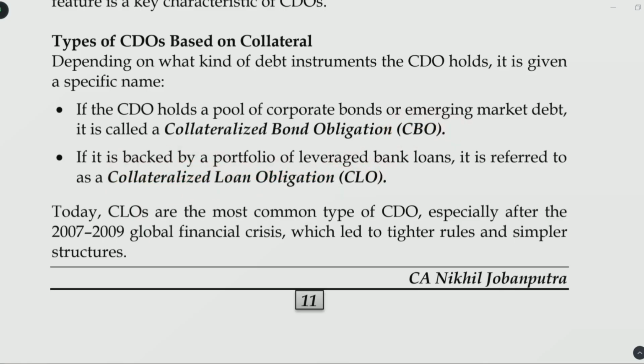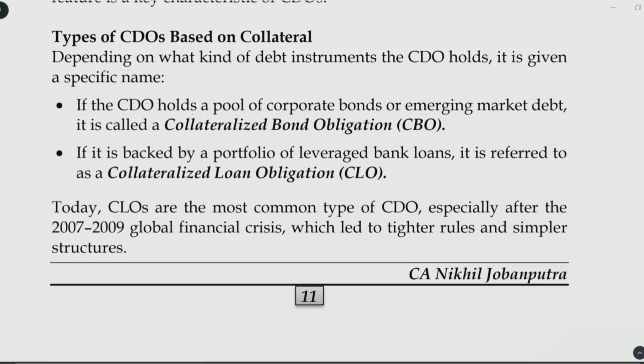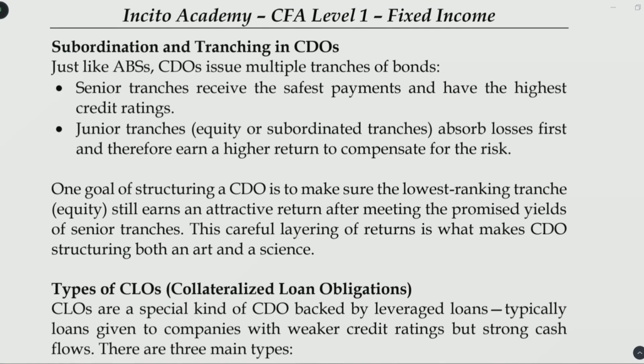So we can say CBO or CLO are the categories of CDO. Today CLOs are the most common type of CDOs, especially after the 2007 to 2009 global financial crisis, which led to tighter rules and simpler structures. Moving forward, subordination and tranching in CDOs. Just like ABS, CDOs issue multiple tranches of bonds, and I don't have to explain all this to you.